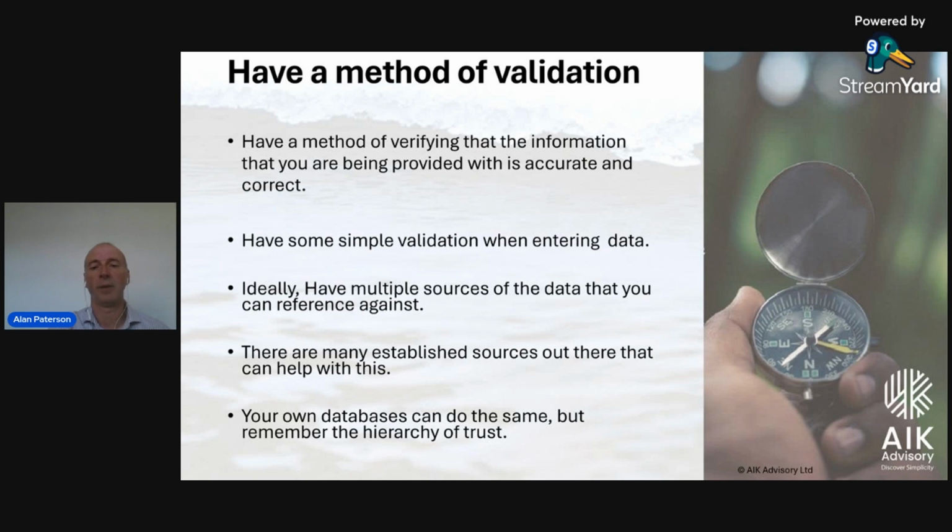Tip number 5. Finally, it's always good to have some sort of method of verifying the information you're being provided with is accurate and correct. For example, when entering address information, the use of the post office address file is fairly ubiquitous in the UK. This is a third-party application that enables you to validate that the address you are being given exists. That doesn't mean it's accurate, but at least you know it is a correct address.